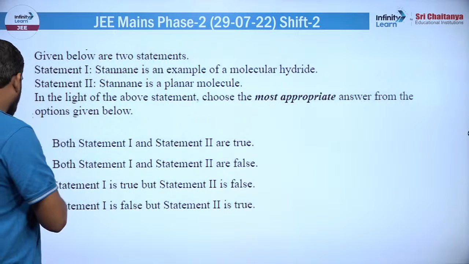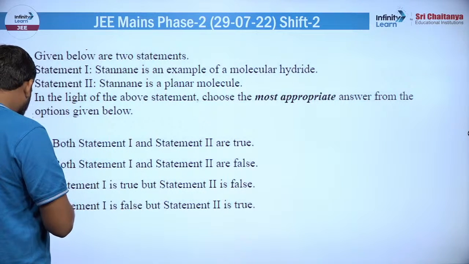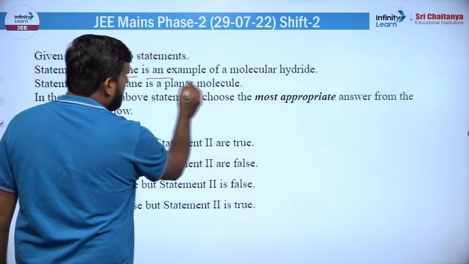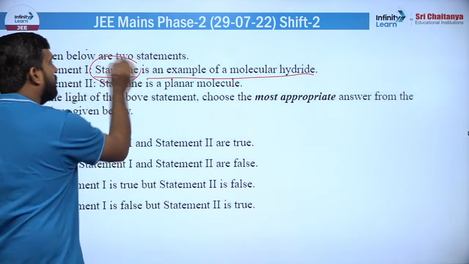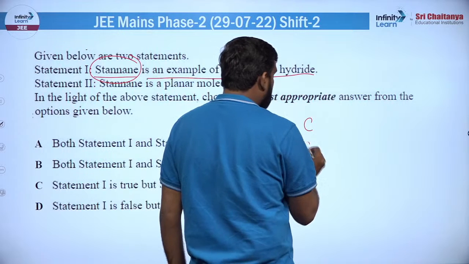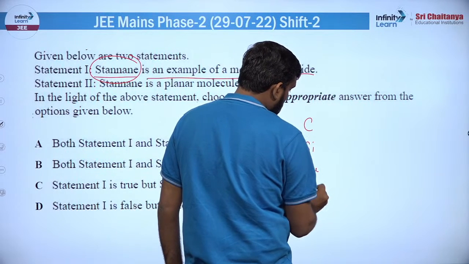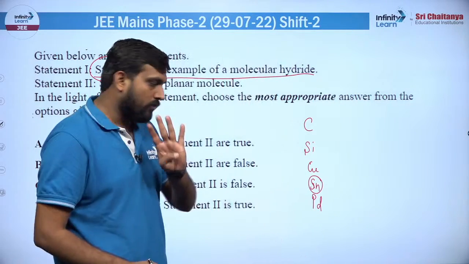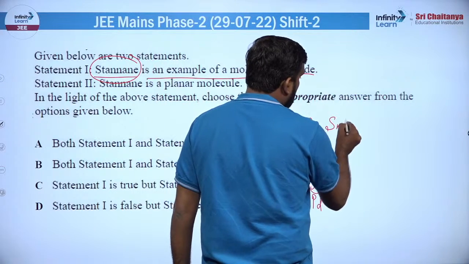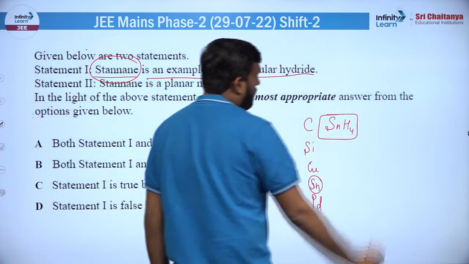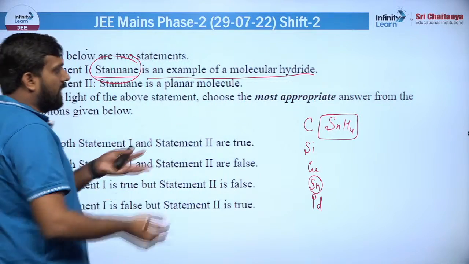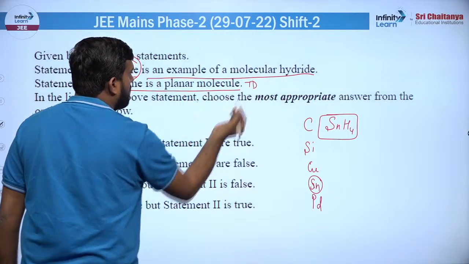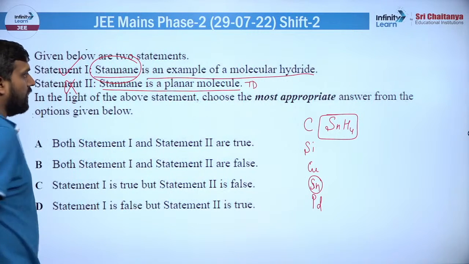Going to the next question. Stannane is an example of a molecular hydride. So stannane lies in the carbon family, so it shows valency 4. So the formula for stannane will be SnH4. So this will be the formula of the compound. Is it a molecular hydride? Yes, it is a molecular hydride. Stannane is planar, no, it's tetrahedral, so this statement is false. The second statement is false, the first one is correct.